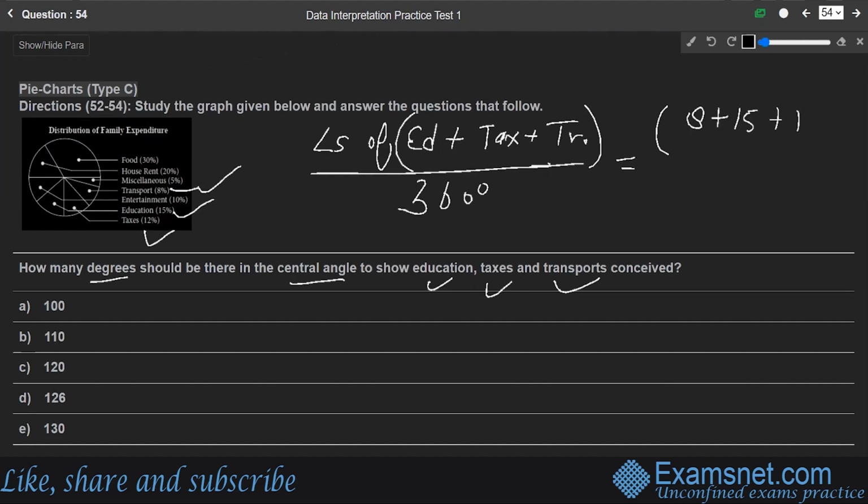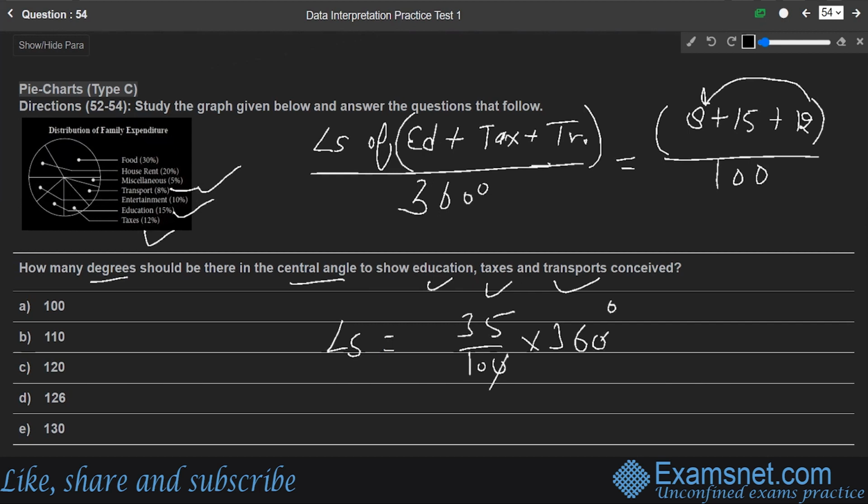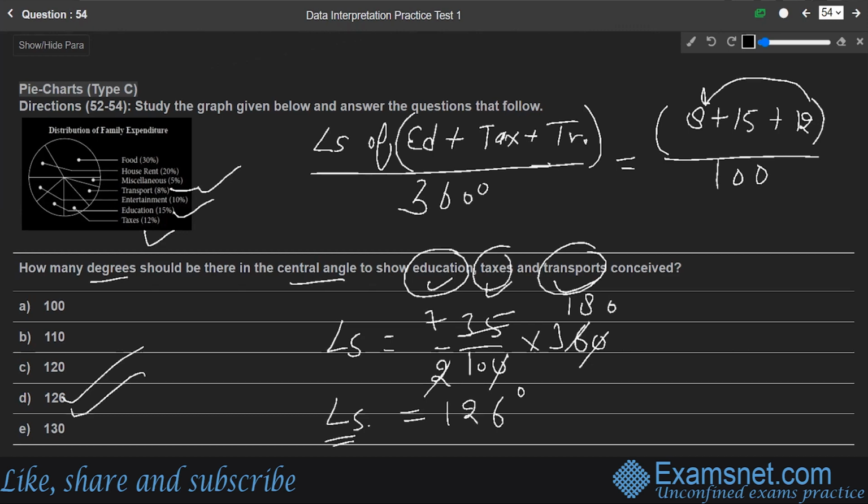So we add these values: 8 plus 15 plus 12, divided by the total value of the expenditure, which can be taken in terms of percentage itself, that is 100. If we solve this further, 12 plus 8 is 20, plus 15. So it is 35 divided by 100 into 360 degrees. We can cut down a few things. 5 7s are 35, 5 2s are 10. 2 cuts 36 by 18. So we simply have to find 18 7s. The value of 18 7s is 126 degrees. That is the angle corresponding to education, tax, and transport together. 126 degrees, available in option number D, becomes the right answer.